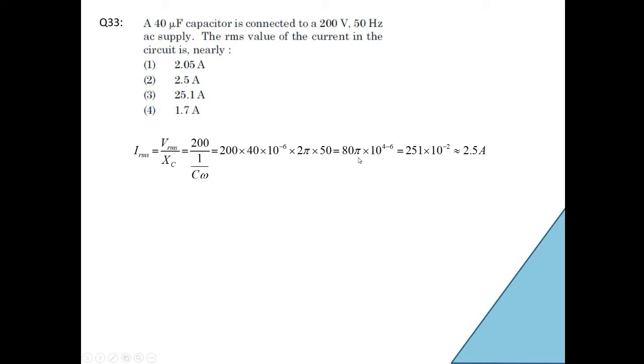80 pi. Pi, of course, you can take as 3.14. You will get approximately 251 times 10 power minus 2. Then approximately equal to 2.51 or 2.5 ampere. See, 2.5 ampere. This is 25.1, this is only 2.5. So the correct option is 2.